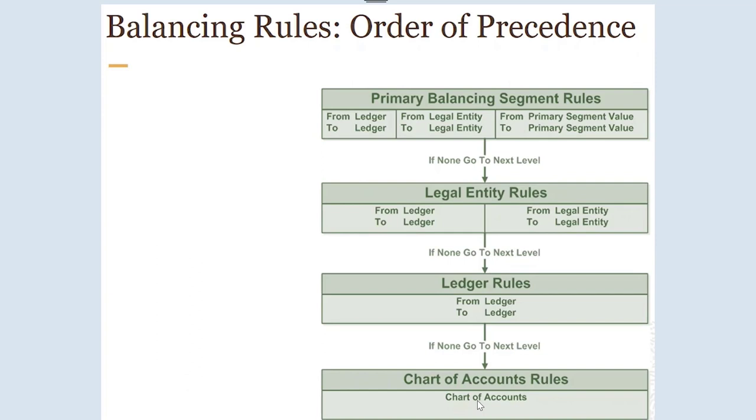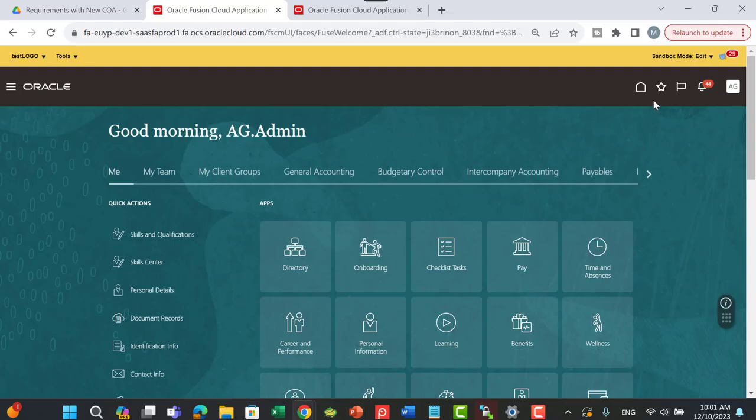So this is manage intercompany balancing rules, and you can see the various tabs: primary segment rules, legal entity rules, ledger rules, and the final one, chart of accounts rules. So let me go into the system and show you where these are. So let's go to the Oracle system.